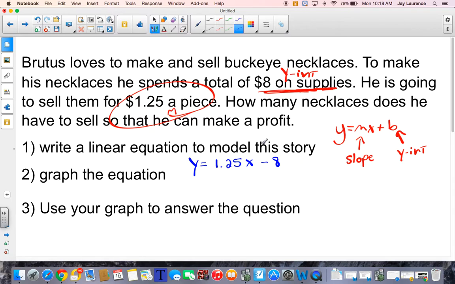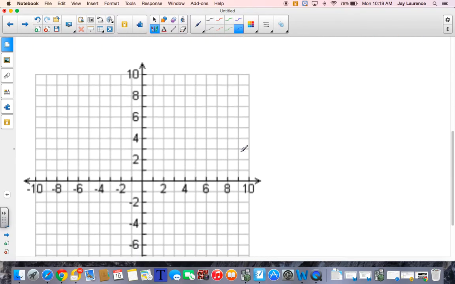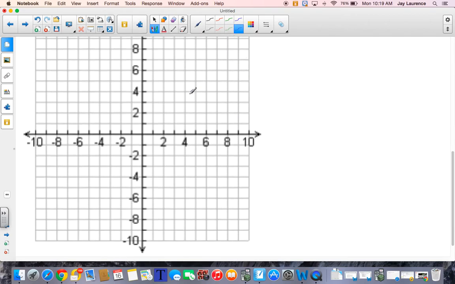And so he's made a profit of negative $8. He's in the hole $8. But as he sells each necklace, he slowly climbs out of that hole. So we're going to graph this. Let's see. He starts in the hole $8, so he's down here.